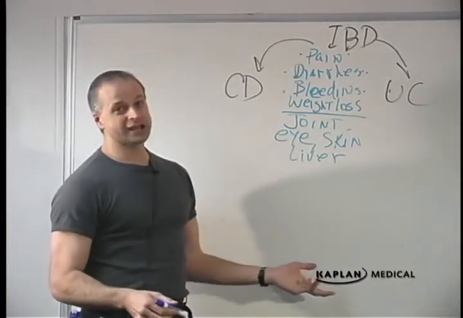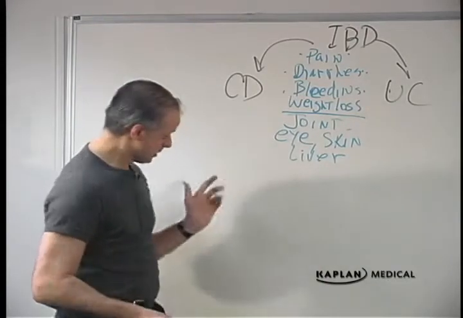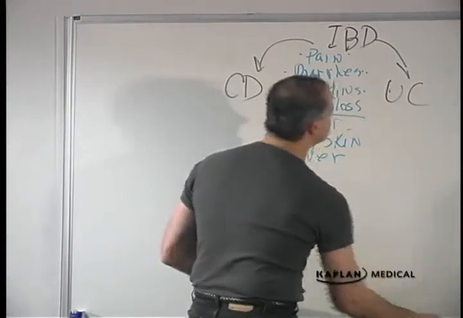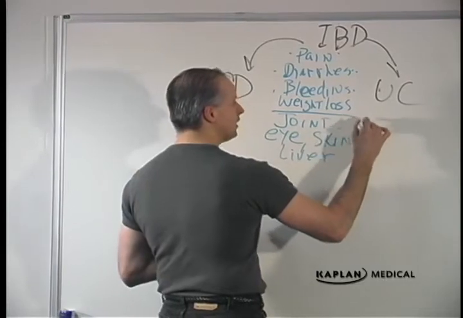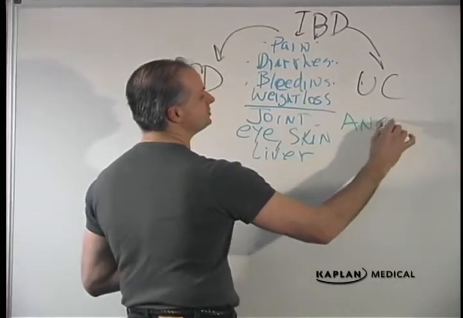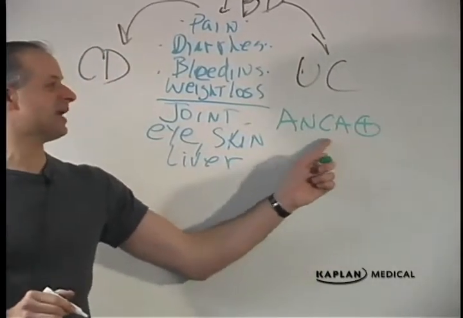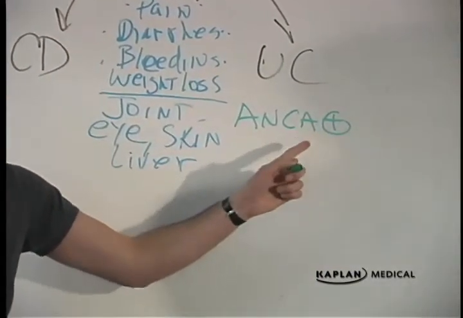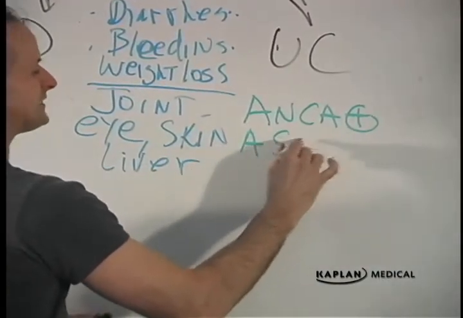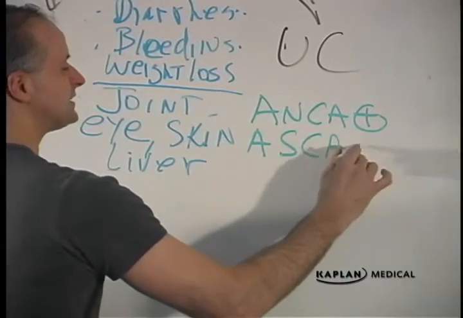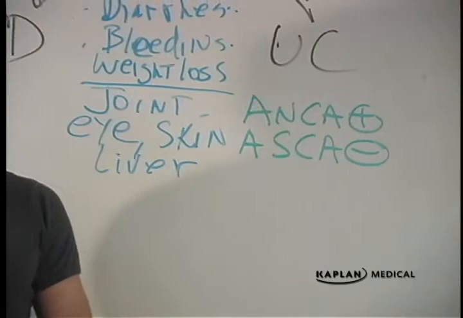They're both diagnosed with barium enema and with endoscopy. Now, what is a little bit different? Ulcerative colitis is going to be positive for anti-neutrophilic cytoplasmic antibodies, whereas it's going to be negative for anti-Saccharomyces cerevisiae. Is that a long name?